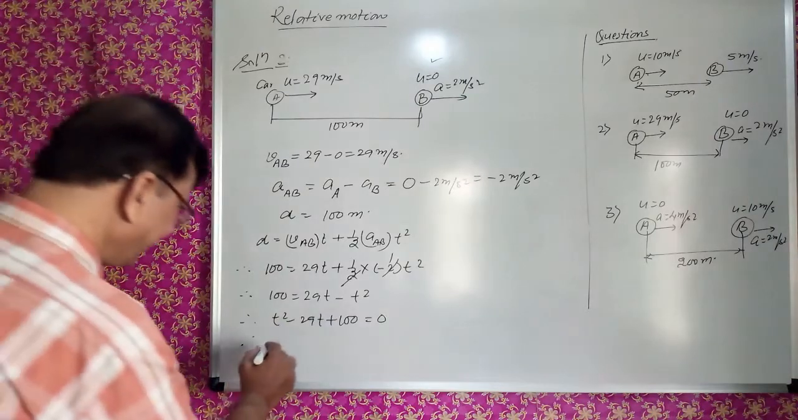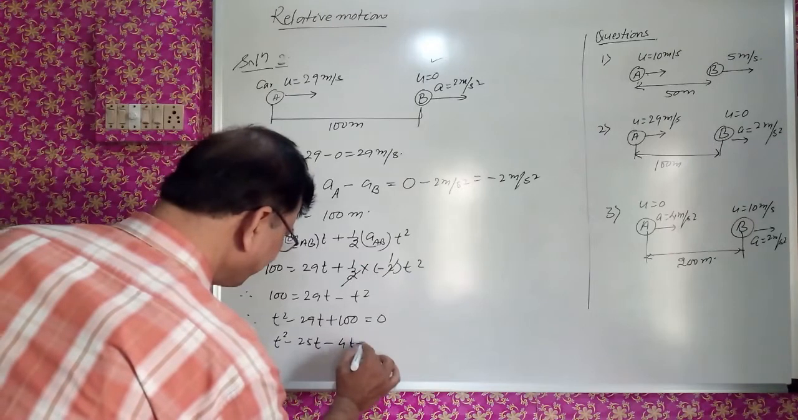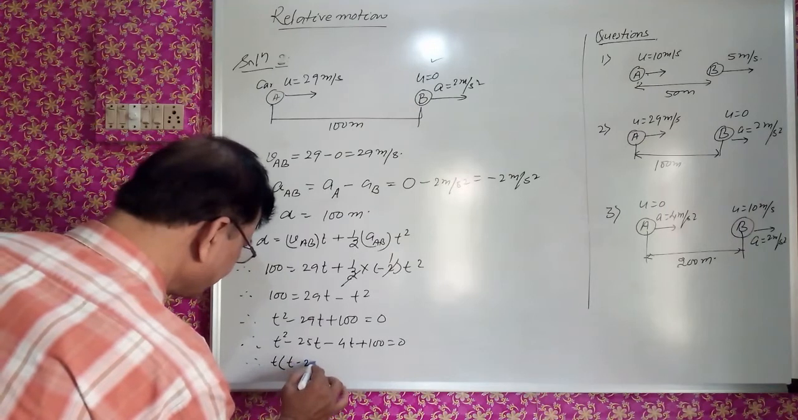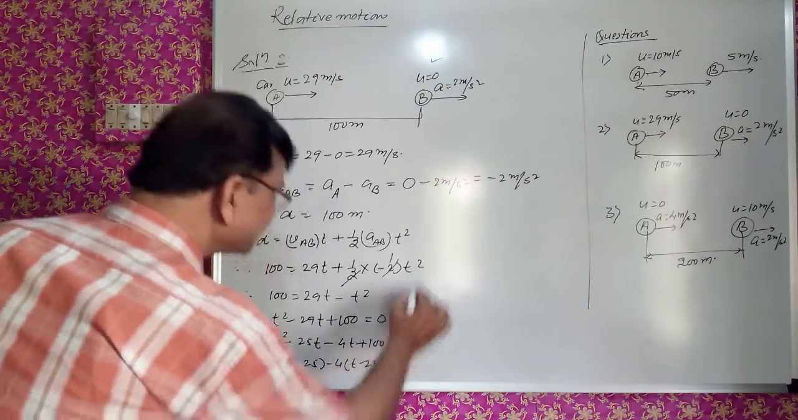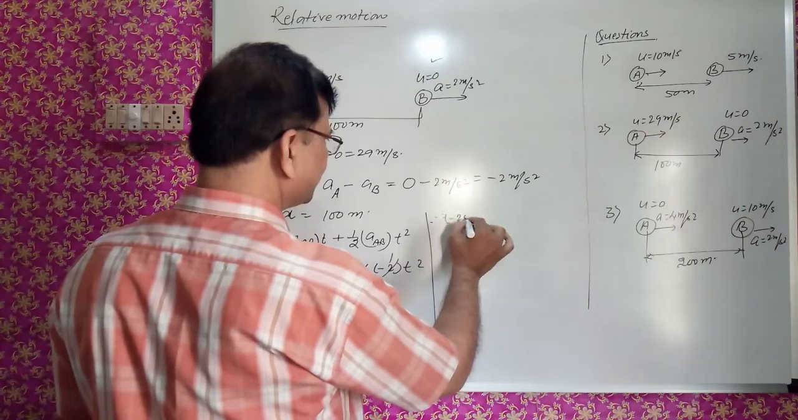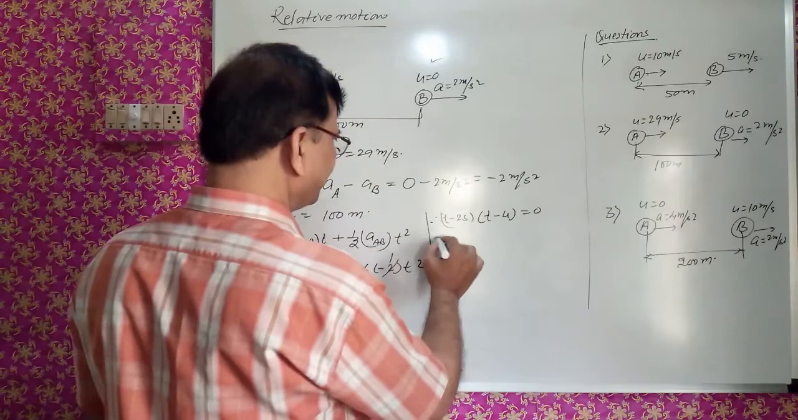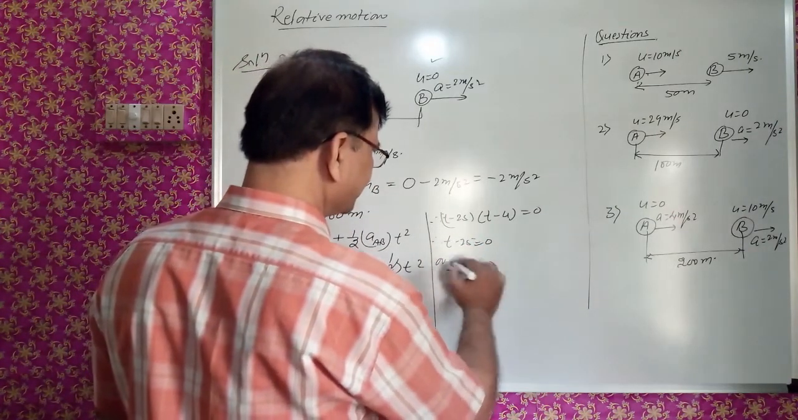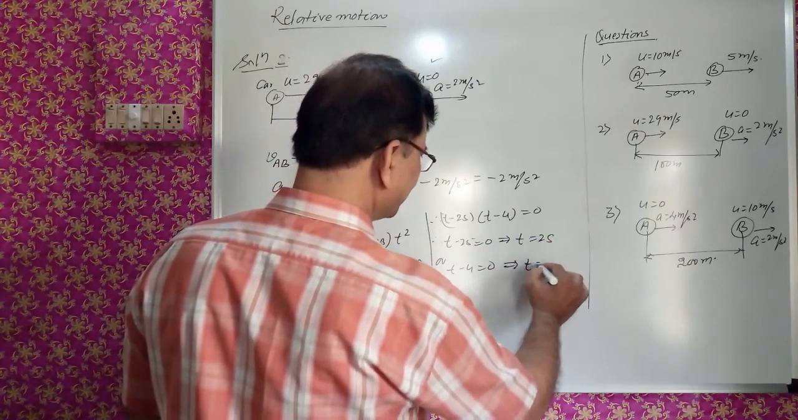So you can write t squared minus 25t minus 4t plus 100 is equal to 0. Therefore, taking t common, t minus 25, minus 4 common, t minus 25 again, that is equal to 0. Then t minus 25 can be taken common, t minus 25 and t minus 4, that is equal to 0. Therefore, t minus 25 is equal to 0 or t minus 4 is equal to 0. This implies t is equal to 25 and t is equal to 4.